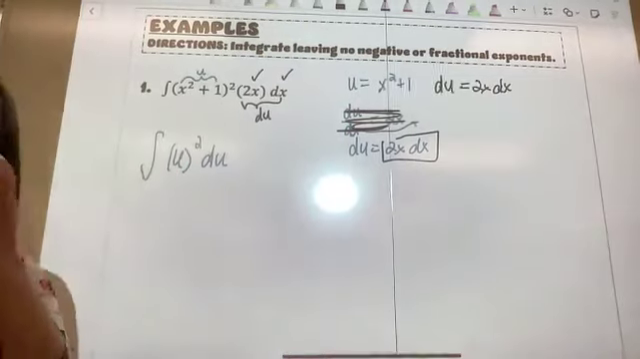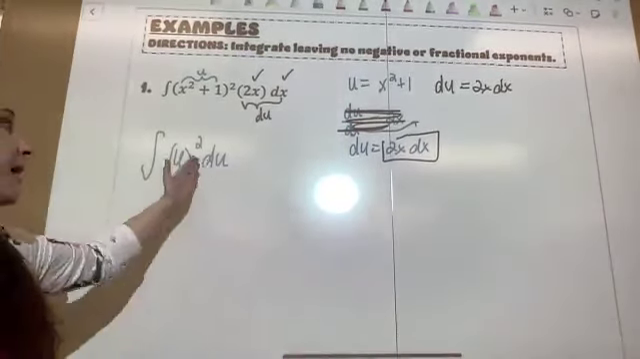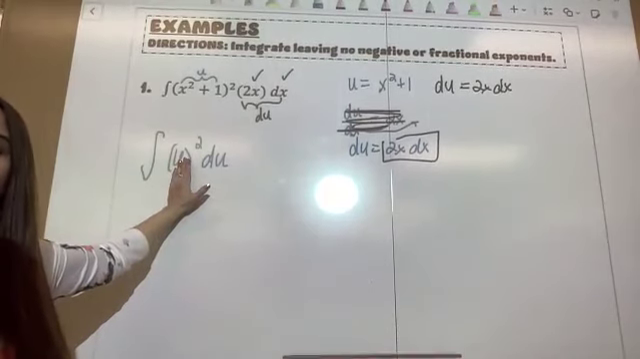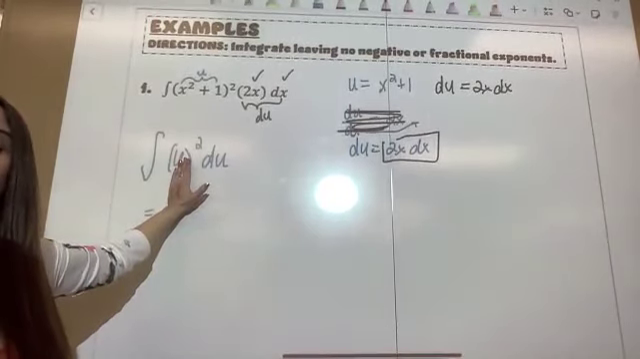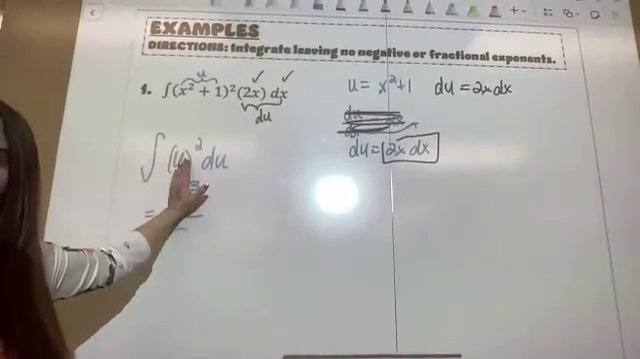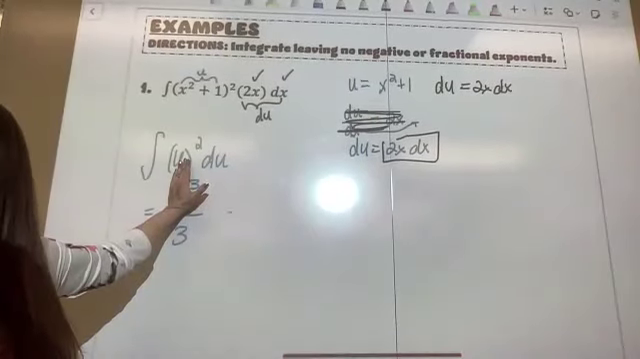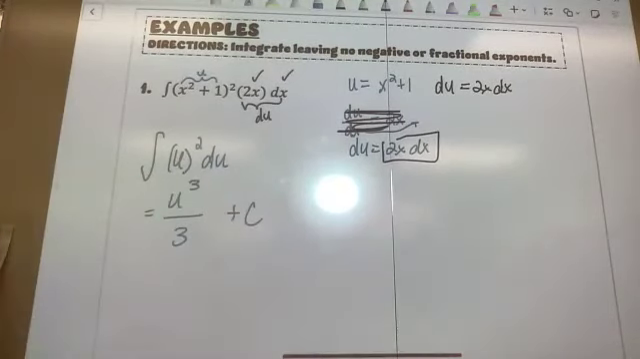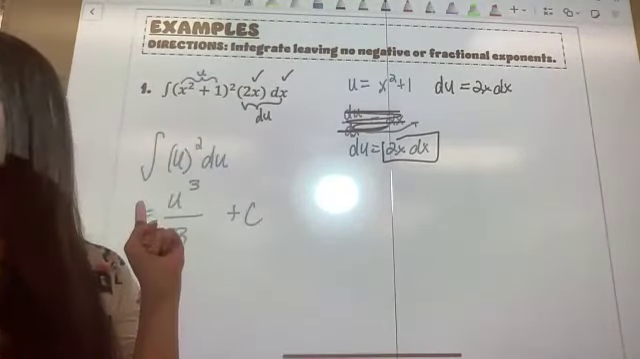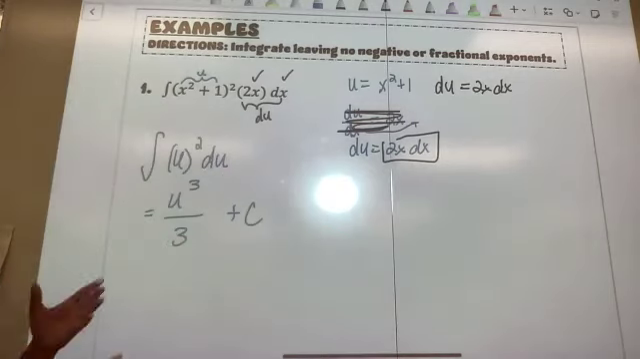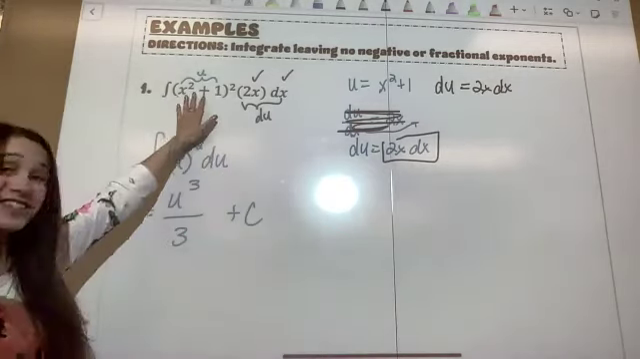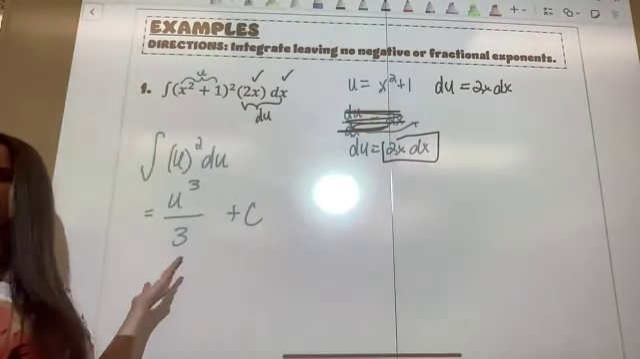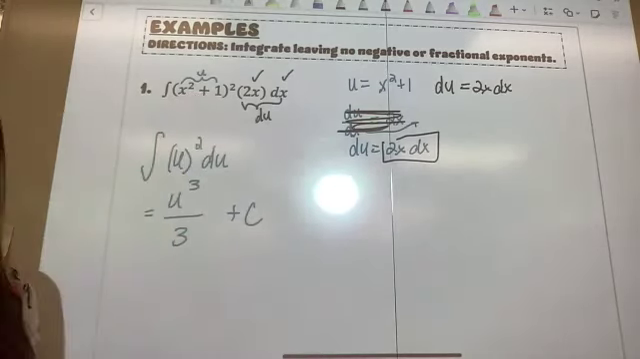Okay, so now we integrate. Hey, it's a power rule, right? What's the integral of u squared? U cubed over 3, don't forget, plus c. Am I done? Circle my answer, call it a day. No, because what did I ask you about? I asked about the integral in terms of x, right? Did you answer in terms of x? No, you have to give your answer in terms of x.